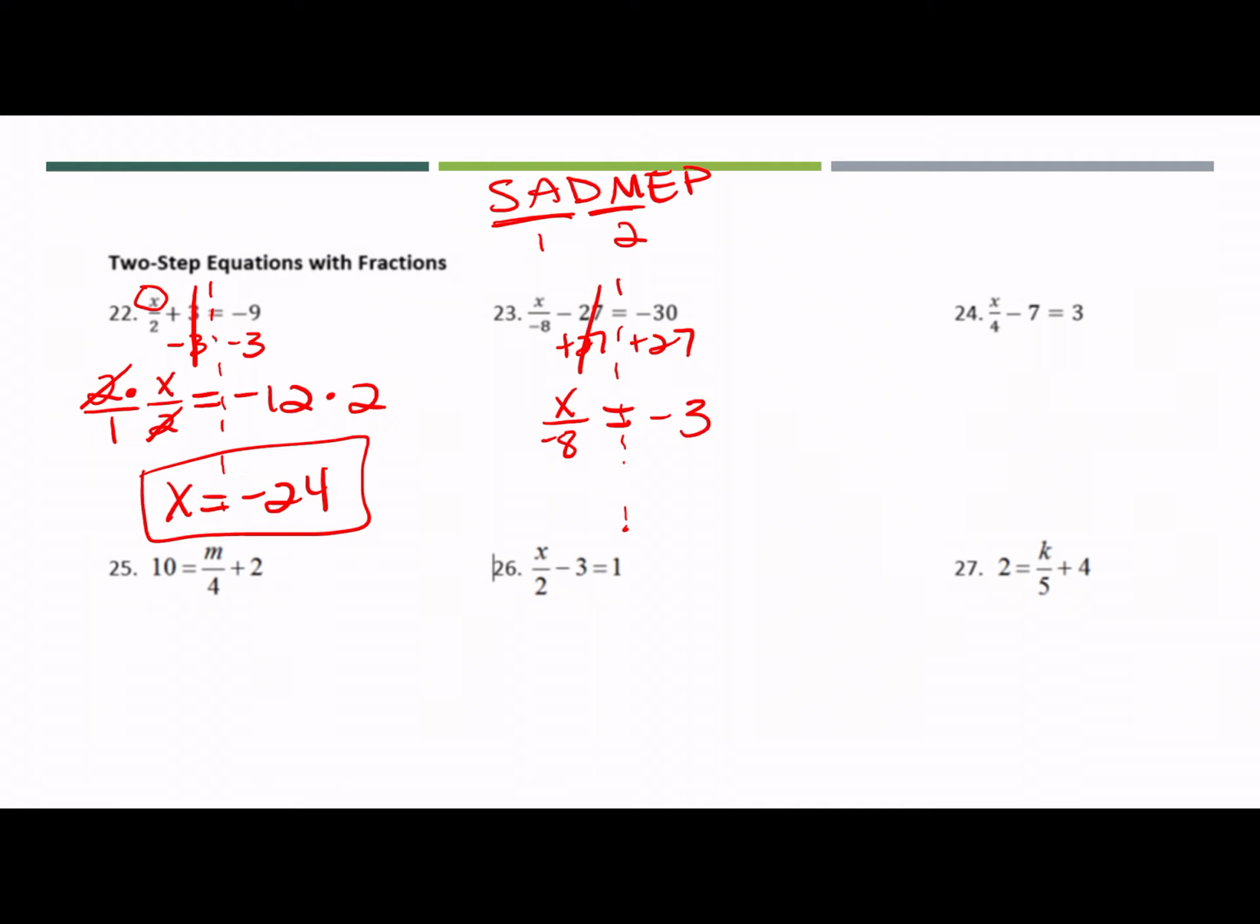Now, x divided by negative 8, the inverse operation of division is multiplication, so I multiply both sides by negative 8 over 1. Because remember, if it's a negative number that I want to get rid of with multiplication or division, I have to multiply or divide by a negative, because a negative divided by a negative is a positive, so those will cancel out. So multiply over here by negative 8 as well. So we have x is equal to negative times a negative, which is a positive 24. And there you go.